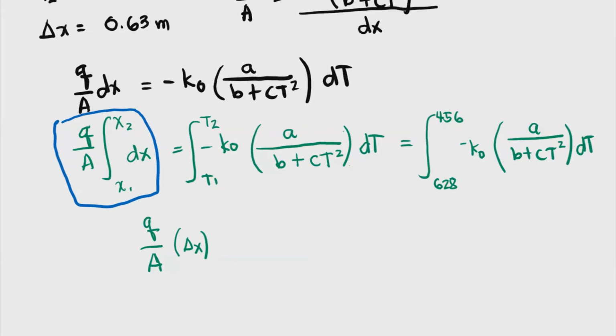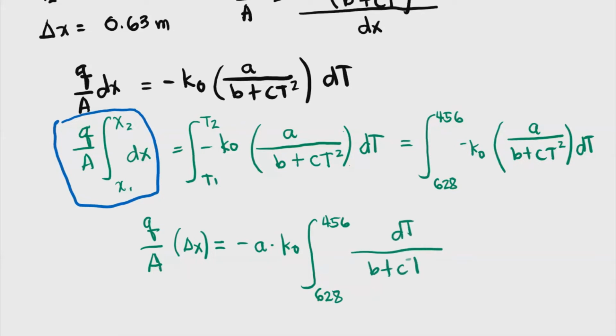So q over a multiplied with delta x, or the thickness, is equal to the antiderivative of this function here. Now let's review some of our integral calculus so that we can answer. Since this is a constant, we can rewrite this as negative a multiplied with k sub o, para mailabas natin yung dalawang constants na yun. So we're left with this expression here as dt divided by b plus ct squared. And this looks a lot simpler now.